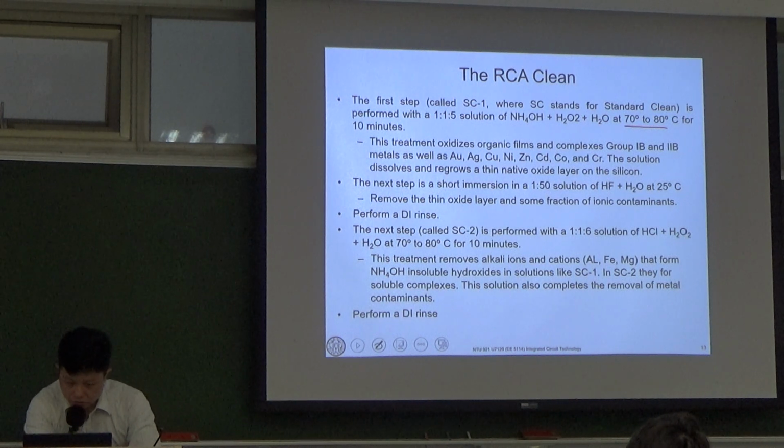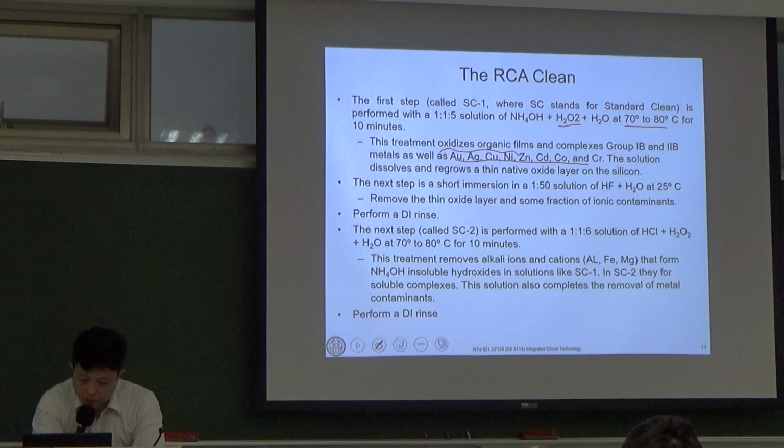So this treatment can oxidize this organic film, and those complex group 1B, 2B metals. Because you have this H2O2, this peroxide will oxidize, and then they will grow. This organic can dissolve and regrow a very thin native oxide on the silicon.